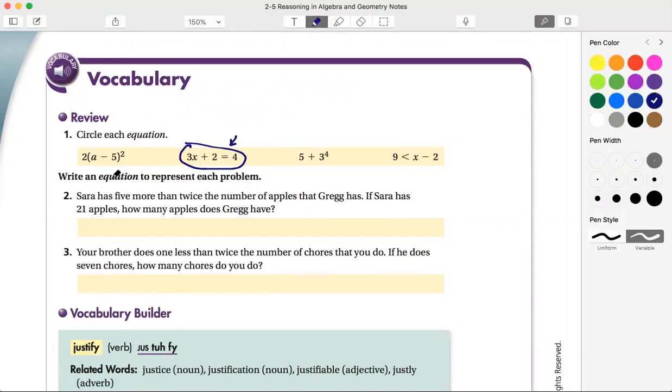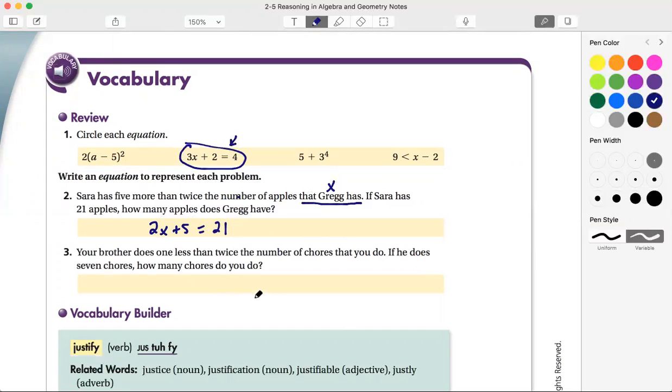Okay, so write an equation to represent each problem. Sarah has 5 more than twice the number of apples that Greg has. If Sarah has 21 apples, how many apples does Greg have? Notice how this is being compared to Greg. We're going to call Greg's apples x. Sarah has 5 more than twice the number: 2x plus 5. If we know Sarah has 21, then we can solve for x.